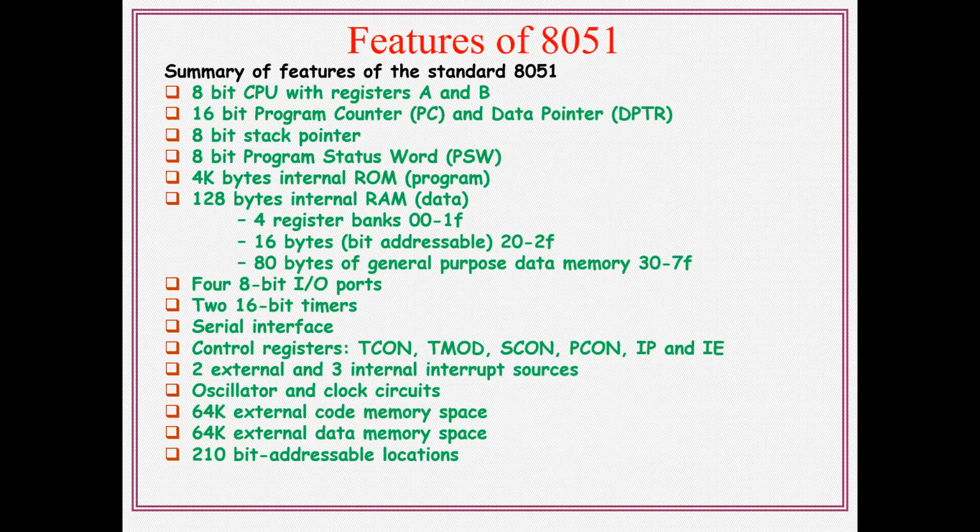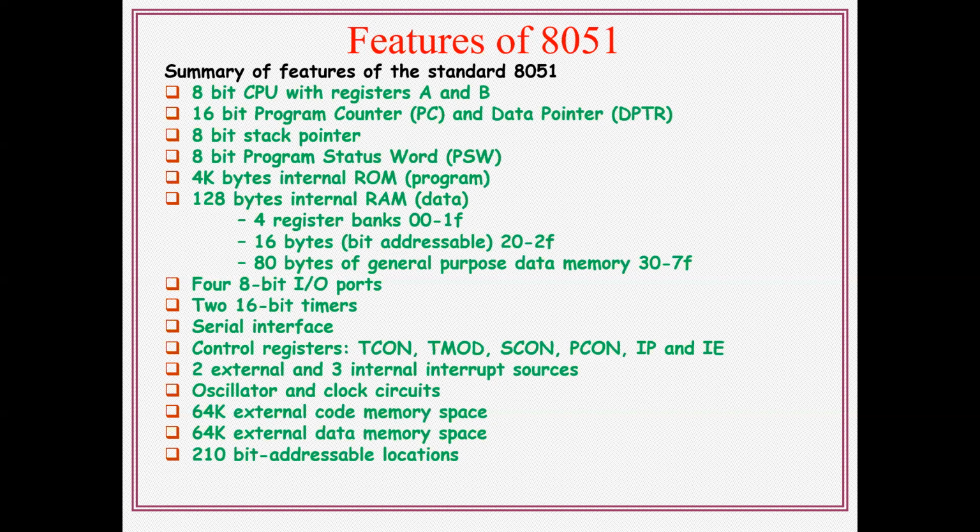And the next, second feature is the 16-bit program counter. Here the program counter always points to the address of the next executable instruction. That address is 16-bit. That indicates 2 power 16, which is 64K. So maximum it can address 64K of memory only. That is the limitation of the 8051 microcontroller.